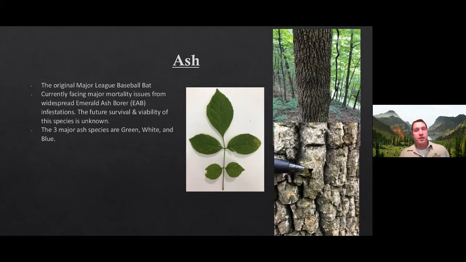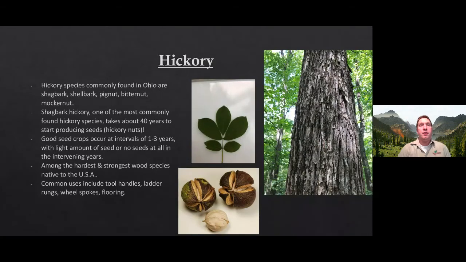Also, we have hickory trees. So there's different species of hickory we have here in Ohio. We have shellbark, shagbark, pignut, mockernut hickory, just to name a few. Bitternut hickory trees also are typically in the mid to lower slope areas in the forest, and they can also be in some bottomland areas too. But shagbark hickory, one of the most commonly found hickory species, takes about 40 years to start producing seeds, or those hickory nuts.